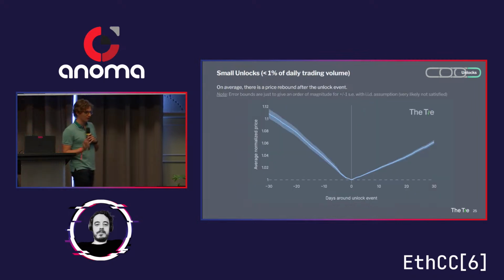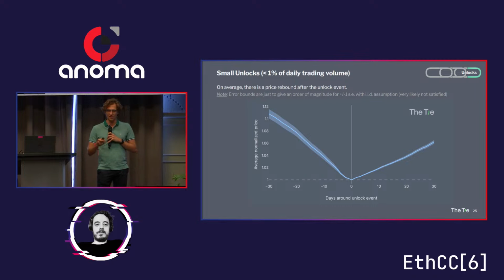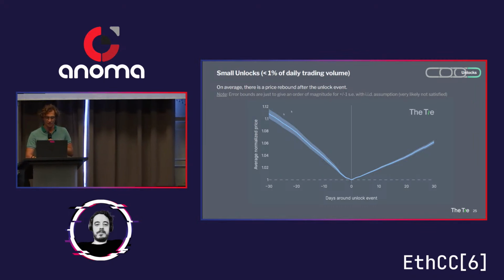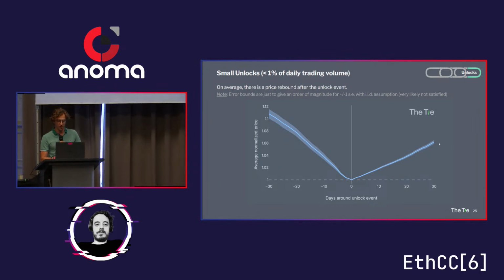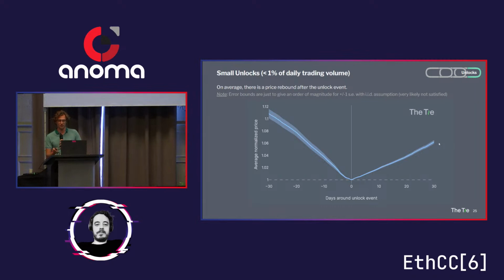So this is where you get into the different types and sizes of unlocks. So what happens when you have tiny little unlocks, small unlocks that happen maybe sometimes every day? Well, you get something like this on average. So the price decreases ahead of the unlock, and after the unlock rebounds, but not after a month, not quite exactly to the original price.